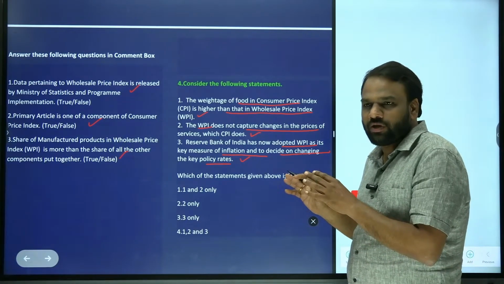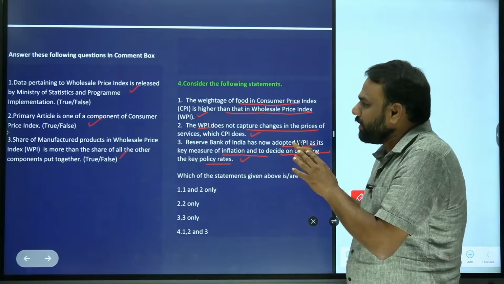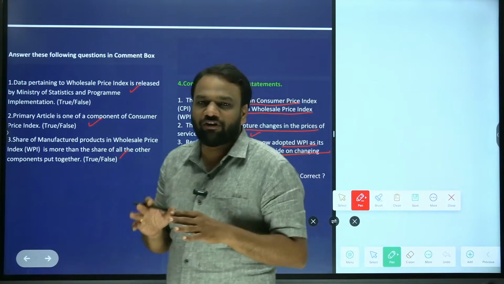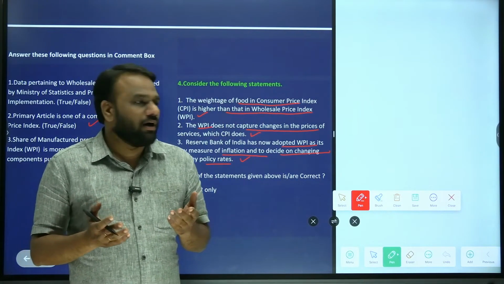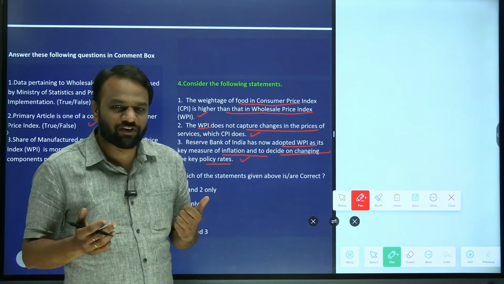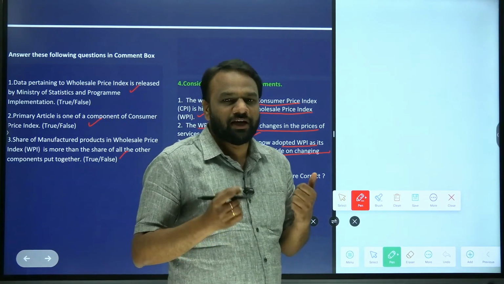If you understood the concepts properly, then you will be able to answer all these questions. In this video, we have discussed inflation and the different tools used by the government to measure inflation, that is consumer price index based inflation and wholesale price index based inflation.